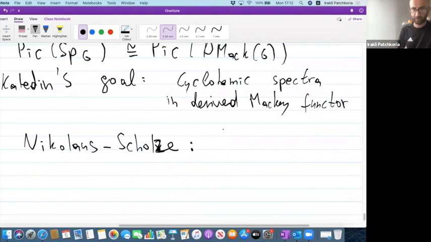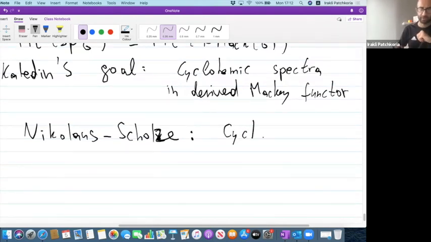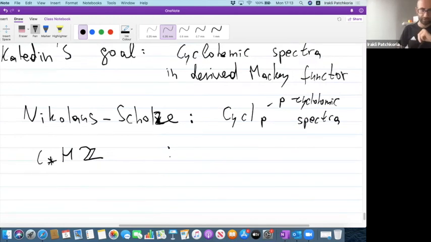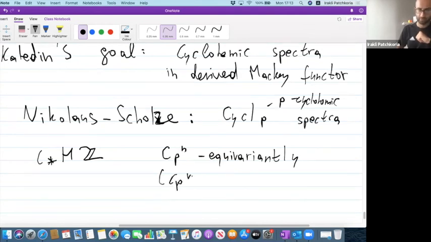What Nikolaus and Scholze considered is this symmetric monoidal category of cyclotomic spectra, let's say for some prime P. So P-cyclotomic spectra. And now what you can do is again consider this HZ, and look at this left inflated HZ with respect to all the CPN groups, so CPN equivariantly. In fact, what you really want to do is take the inverse limit of these and consider it as a CP infinity spectrum. But I don't want to go into that.